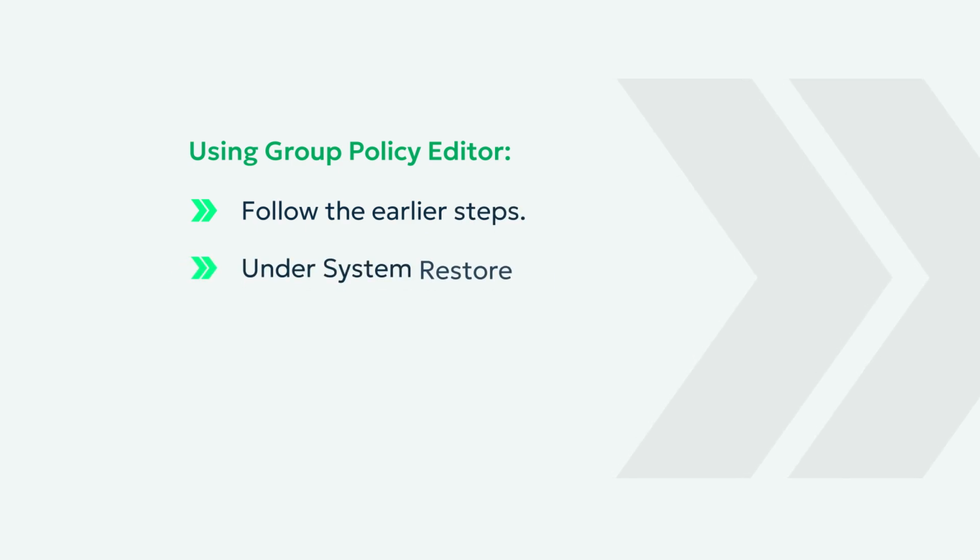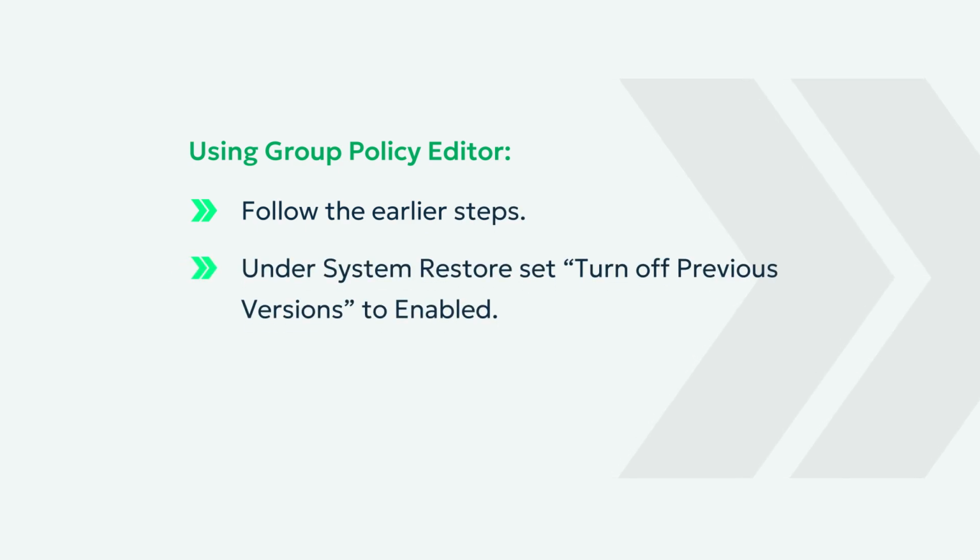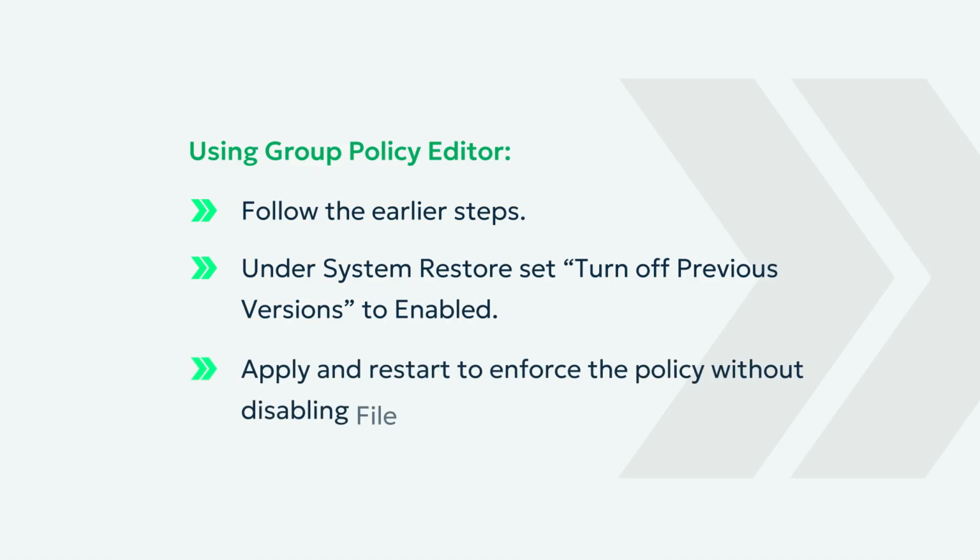However, when you get to Restore, make sure Turn Off Previous Versions is set to Enabled. Using Group Policy will not disable File History or System Restore, allowing you to hide this functionality from users without affecting the rest of your system.